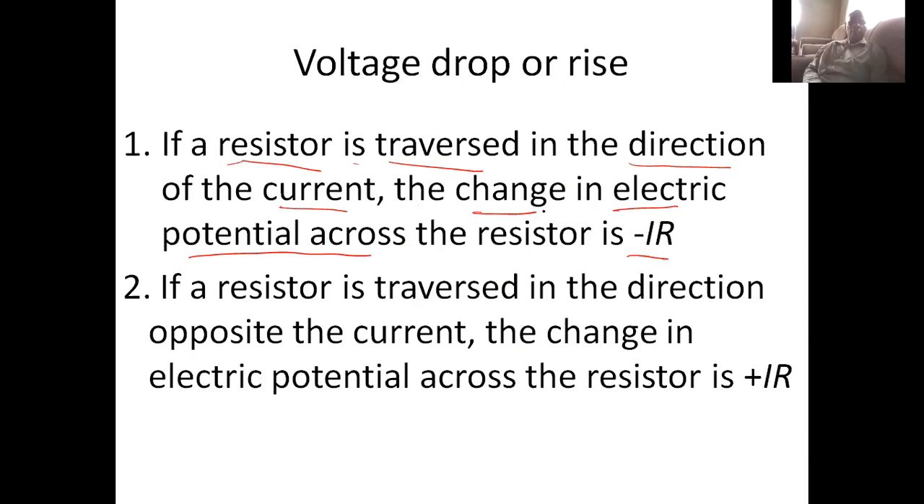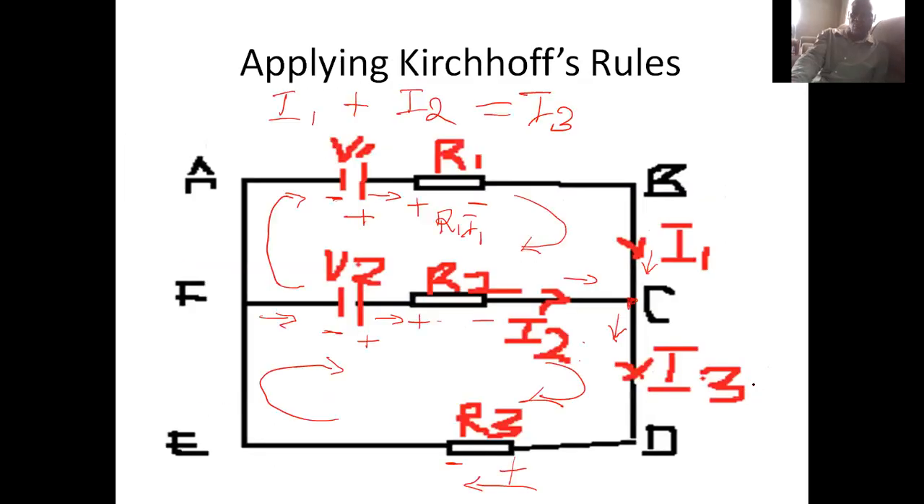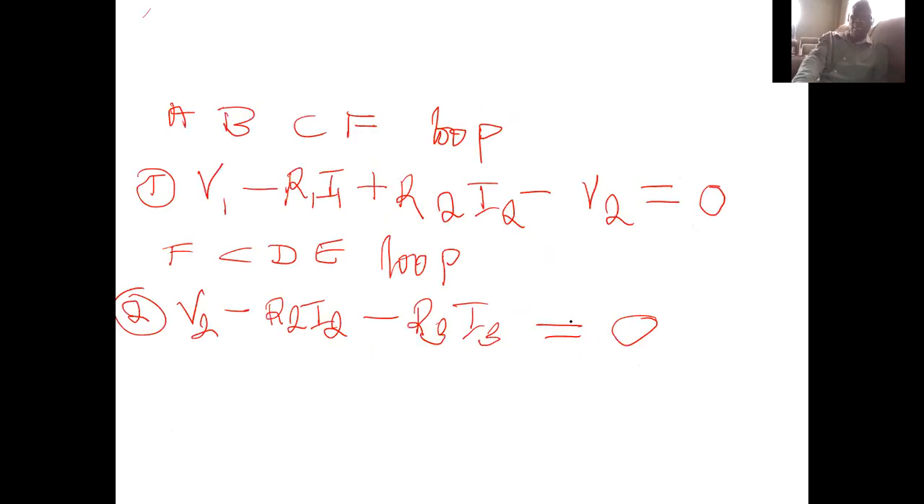However, if the resistor is traversed in the direction opposite to the current, the change in electric potential across that resistor will be positive. For example, here, as we are moving this way for loop number two, we note that the current is flowing in that direction. Therefore, this one becomes negative. But in the first instance, loop one, the current is moving in that direction, but we are traversing in this direction, moving from negative to positive. That one becomes positive. So basically, this is what it means.